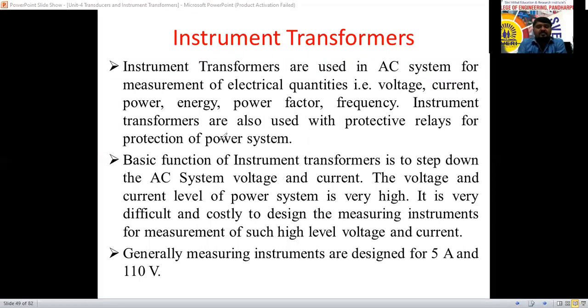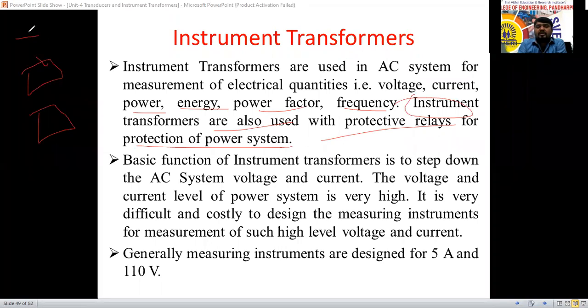Sorry for the interruption. We can measure AC quantities or electrical parameters, that is voltage, current, power, energy, power factor, frequency. To measure these, we need instrument transformers. Instrument transformers are also used with protective relays for the protection of the power system. The relays and circuit breakers we use in a power system need them.